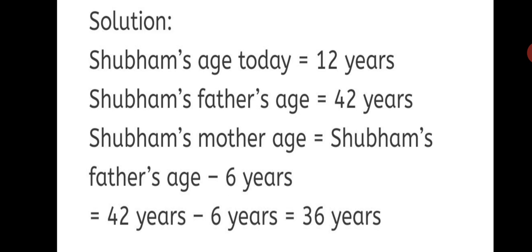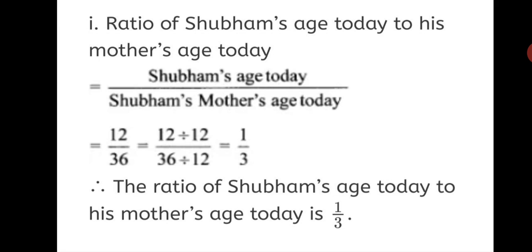Now that we have the age of Shubham, his father and his mother, we can write the ratios which are asked in the question. So let's solve the first sub-question. The first sub-question asks us ratio of Shubham's age today to his mother's age today. That will be equal to Shubham's age upon his mother's age today. Today Shubham is 12 years old, given in the question, and mother's age we found out today is 36 years. So 12 upon 36, 12 ones are 12, 12 threes are 36, 1 upon 3. So the ratio of Shubham's age today to his mother's age today is 1 upon 3, or you can say 1:3. Okay. So as asked in the question, we are finding the ratio.